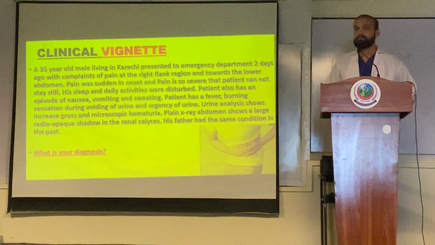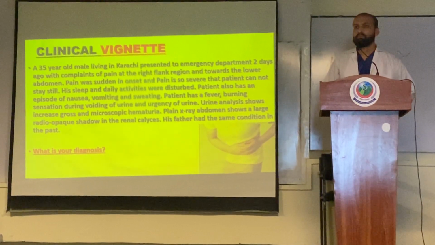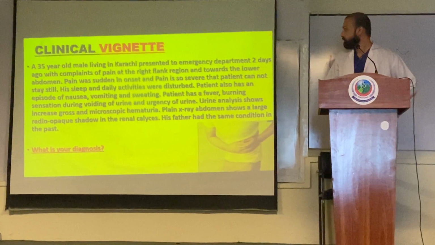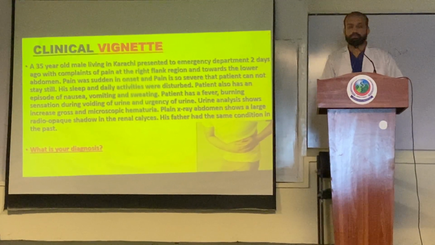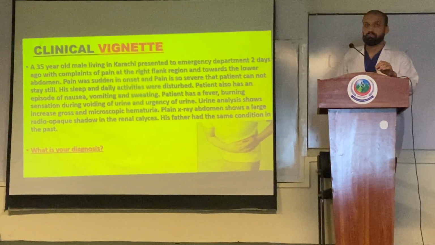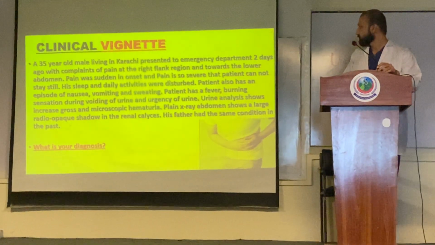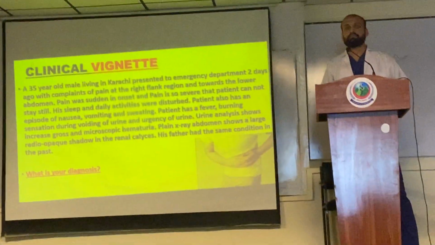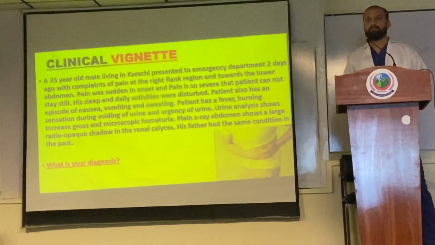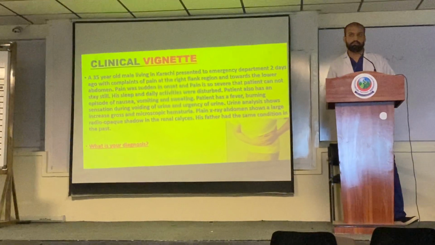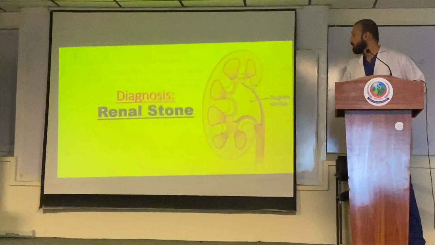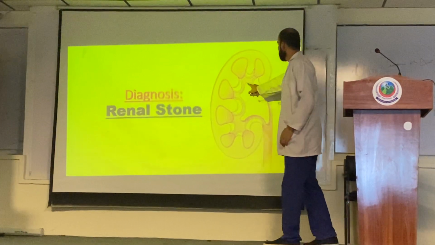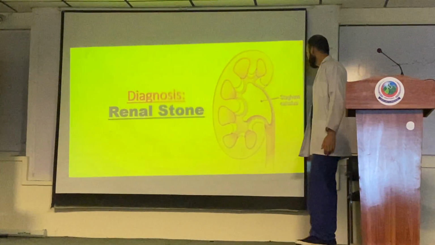Because of the inflammation of the urothelium, and their urine analysis shows a lot of pus cells and RBCs, and there is a radio-opaque shadow on the KUB at the renal region. These are the points that justify the most likely pathology is in the kidney, not in the colon. Right. So the diagnosis of this clinical scenario is a renal stone, specifically a stone present in the renal calyces.